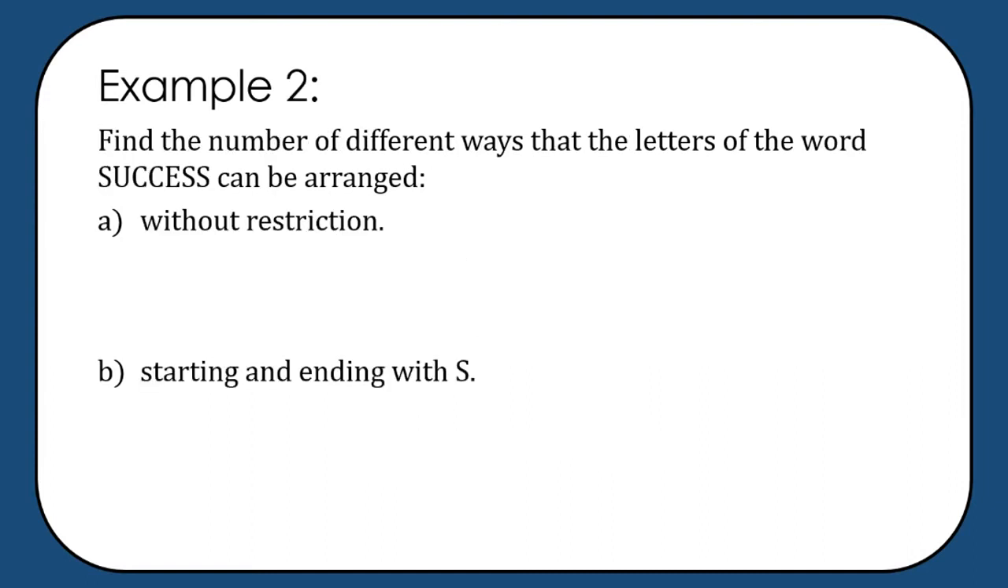Okay, example 2. Find the number of different ways that the letters of the word success can be arranged without restriction. Okay, so with no restriction, we've got 7 letters, but we've got 2 C's, and we've also got 3 S's. So we're going to need 7 factorial divided by 2 times 6, so that is 420 arrangements of success. No restrictions, but accounting for the fact we've got repeated letters.